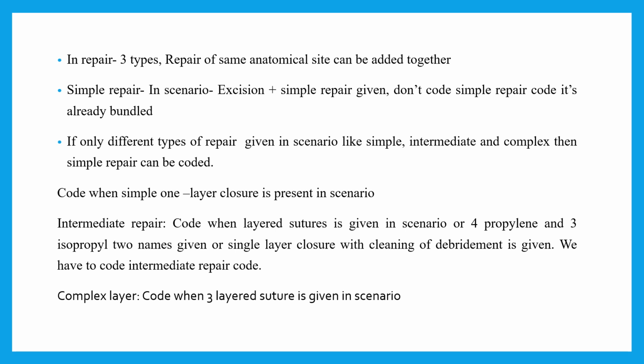If different types of repair are given in the scenario, like simple, intermediate and complex, then the simple repair can be coded. We saw an example in Mohs surgery. If the simple repair is given in a different site, you can code for it. If the simple repair is included in the procedure, you should not code it separately. Code when it is simple: one layer closure is present in the scenario, which is represented by simple, so you should code for it.